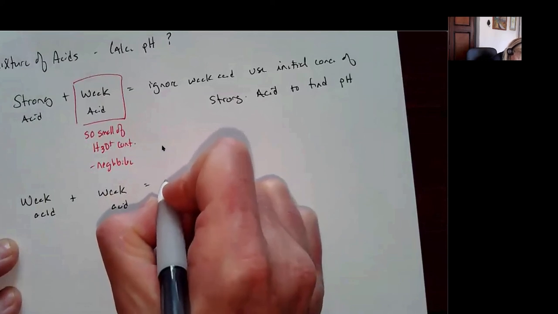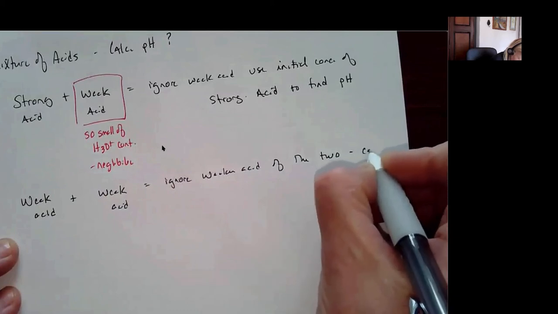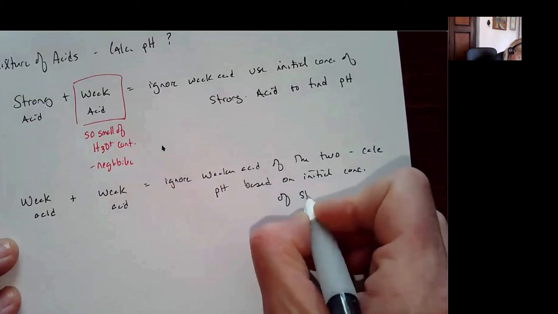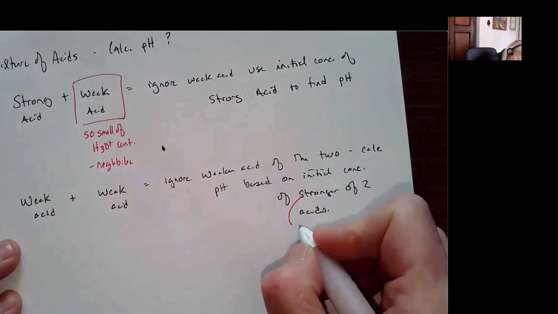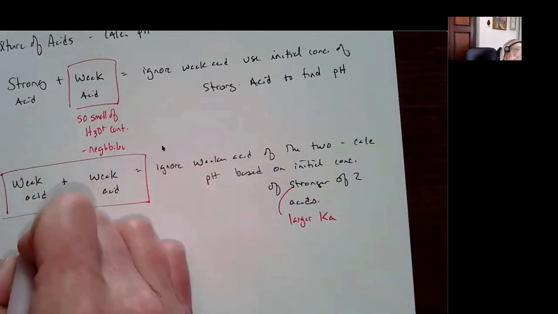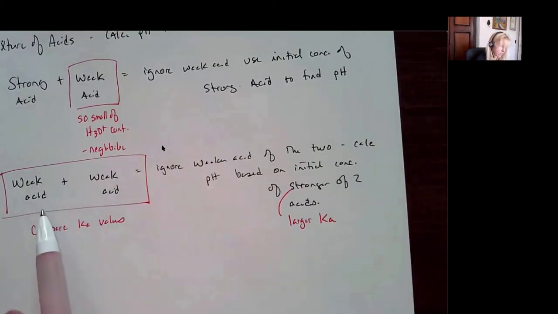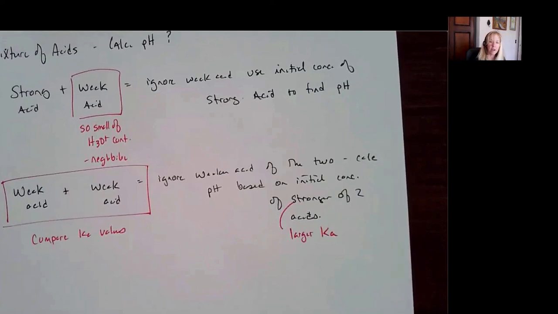So what I can do is ignore the weaker acid of the two and calculate pH based on the initial concentration of the stronger of the two acids. And the way I'm going to know which is stronger is that it's going to have the larger Ka. So I'm going to compare Ka values, and I'm going to calculate the pH based on the larger Ka value. All right, so that's where I want to end. We'll start part 3 talking about bases, and then we're going to switch and look at what's happening in ionic compounds and apply these principles there.